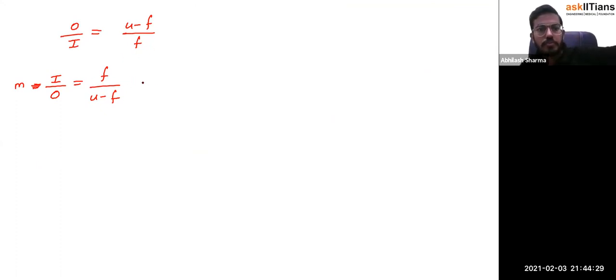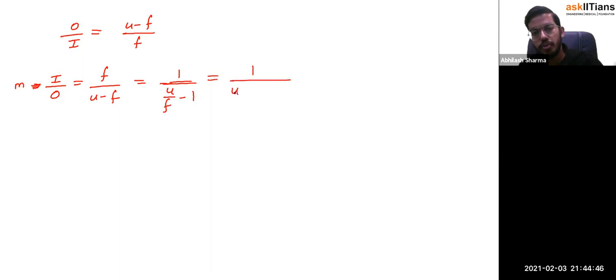Now, here what can I do? Well, I can just simply divide by focal length. That focal length I'm sending in the denominator. u by f minus 1. Now here you have u into 1 by f. And what is 1 by f? From the mirror formula we just learned, 1 by v plus 1 by u. And then when you multiply u inside, 1 and 1 will get cancelled, and finally you will receive v by u, isn't it?